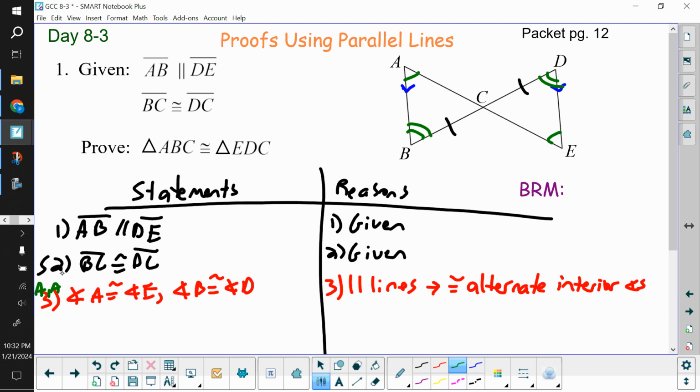So we should have enough to get the triangles congruent. Now when we're looking at our markings in the picture, we're looking not at the parallel marking. We're looking at the side that has the tick mark when we're looking at sides. So we definitely have two angles, and then that tick mark is not in between the two angles. So this would give us angle, angle, side congruent to angle, angle, side. And our statement is just our triangle ABC congruent to triangle EDC.